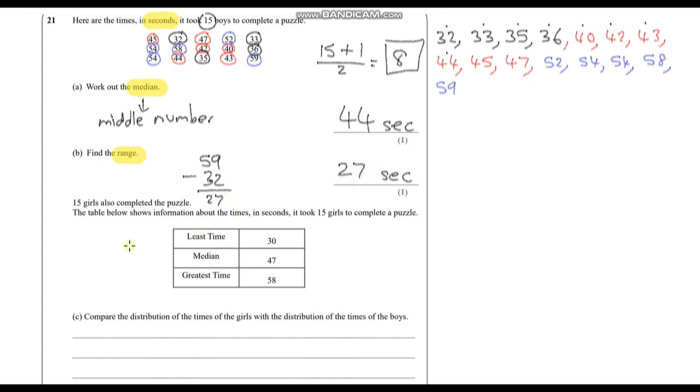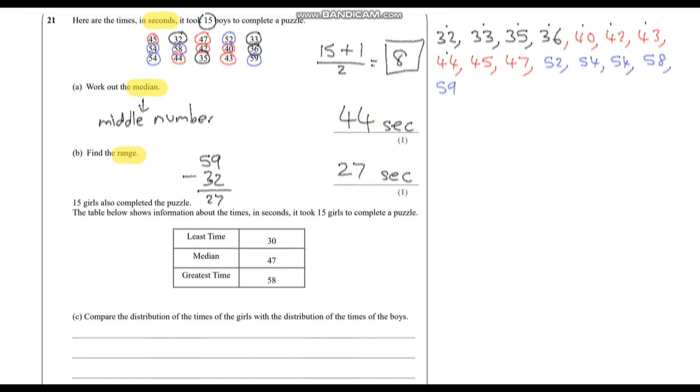Okay, let's look at part C now. 15 girls also completed the puzzle. The table below shows information about the times in seconds it took 15 girls to complete the puzzle. So the quickest time was 30, which looks like it's quicker than the boys' time, and the greatest time was 58, which looks like it's also quicker than the boys' time. But the median is 47, which is slower than the boys' time.